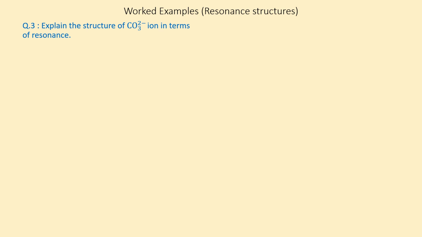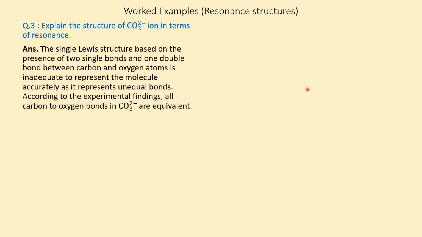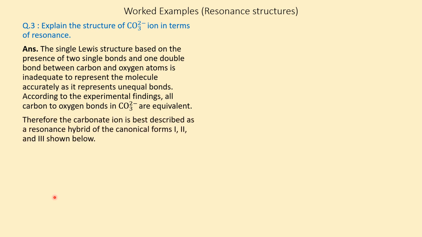Worked examples. Explain the structure of CO3 2- ion in terms of resonance. The single Lewis structure based on the presence of two single bonds and one double bond between carbon and oxygen is inadequate to represent the molecule accurately as it represents unequal bonds. According to the experimental findings, all carbon to oxygen bonds in CO3 2- are equivalent.